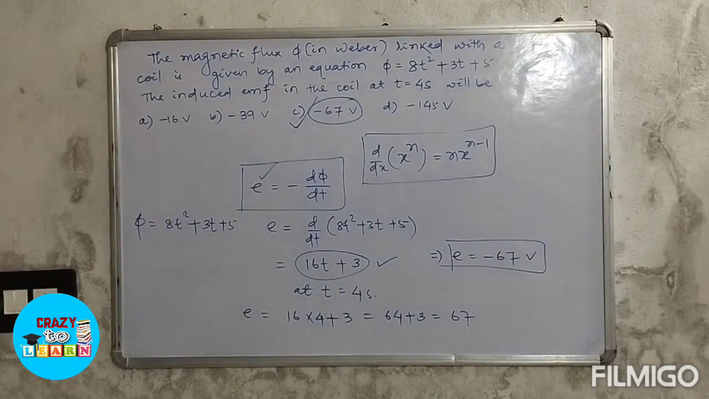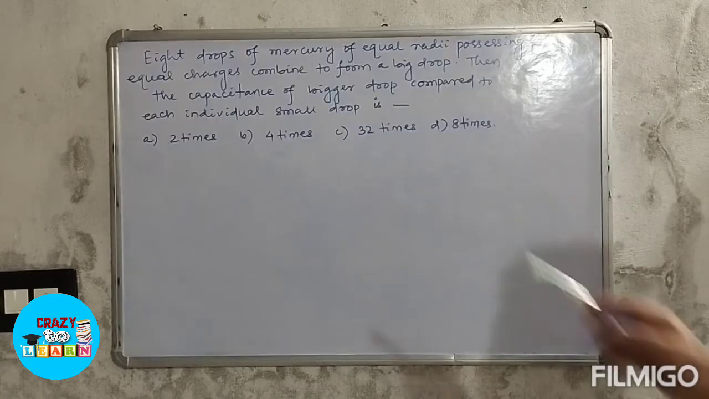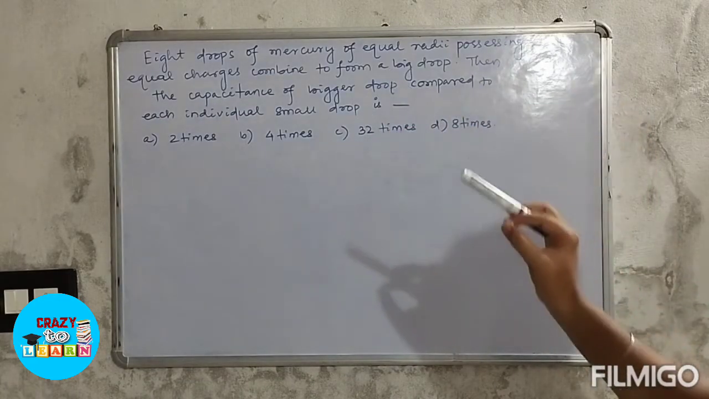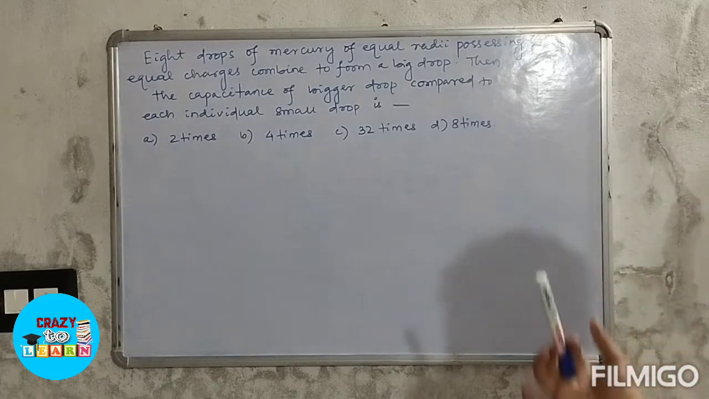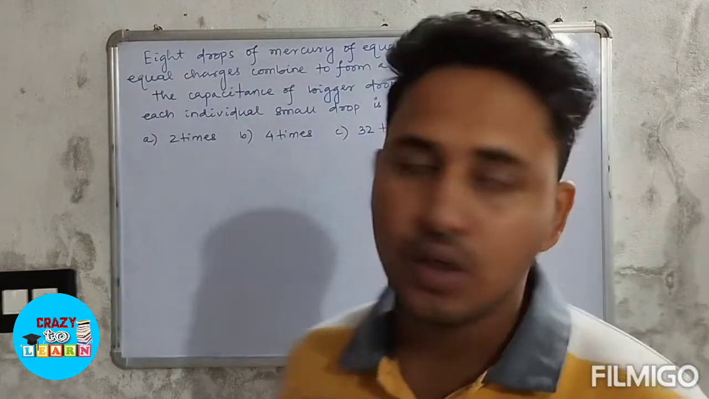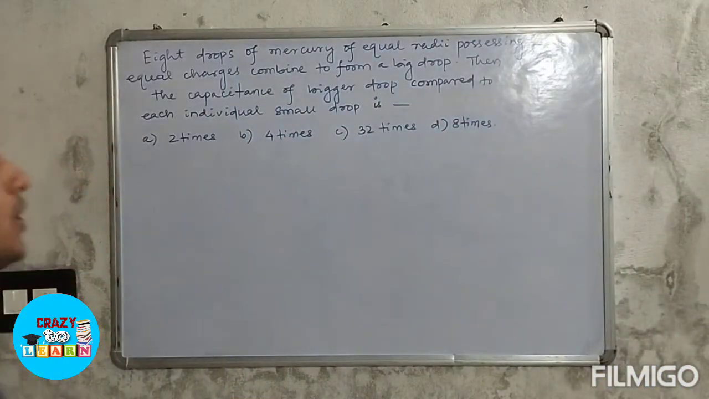Are you all clear? Our next question is, 8 drops of mercury of equal radii possessing equal charges combine to form a big drop. Then the capacitance of the bigger drop compared to each individual small drop is 2 times, 4 times, 32 times or 8 times. So it is based on one formula.